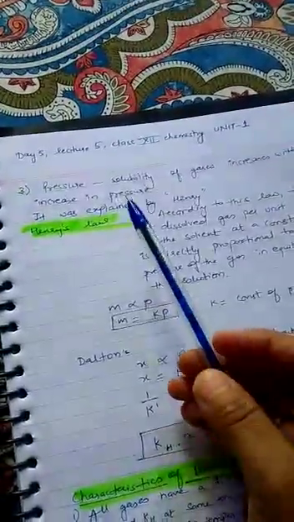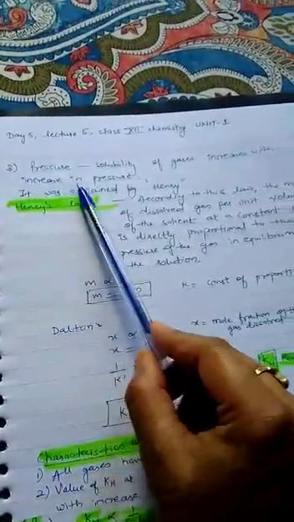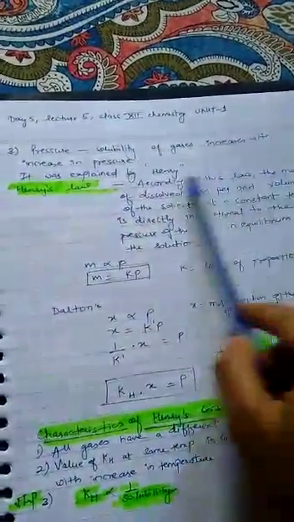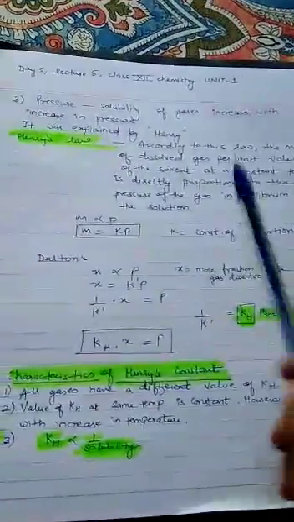Now the next factor which affects the solubility of a gas is pressure, and it is a very important point. So the solubility of gases increases with increase in pressure. This was actually explained by a scientist named Henry, and he gave a law, that is Henry's law.